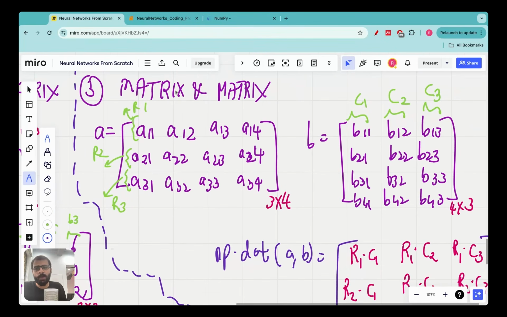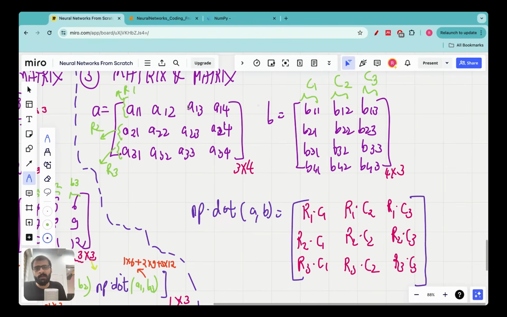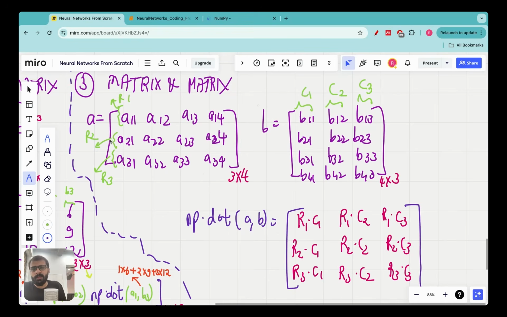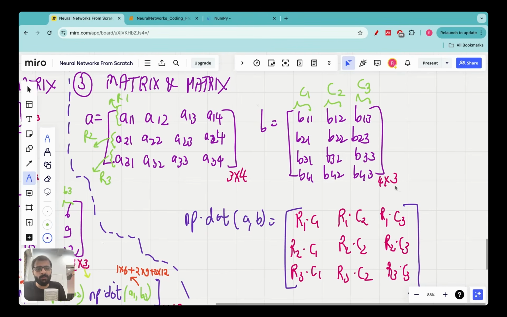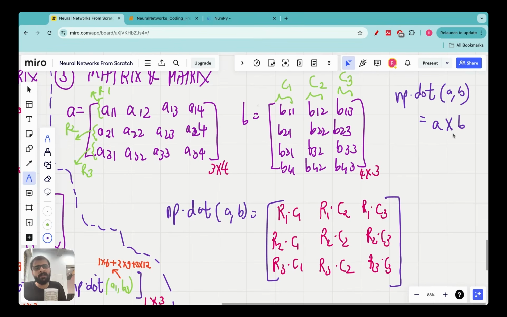Now let's look at the dot product between a matrix and a matrix. As I told you before, when we take the dot product between a matrix and a matrix, Python will treat it as a multiplication between two matrices. So, if this is the first A matrix, which is 3 by 4, and this is a B matrix, which is 4 by 3, if you take np.dot A comma B, it will treat it as a matrix multiplication, matrix A multiplied by B.